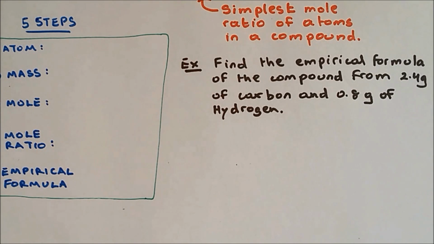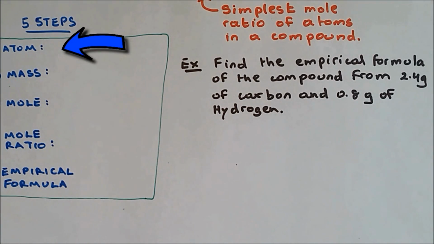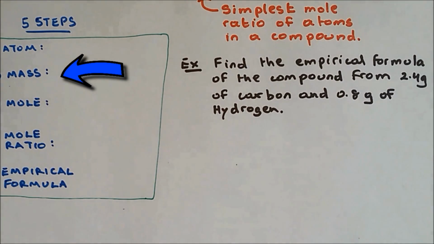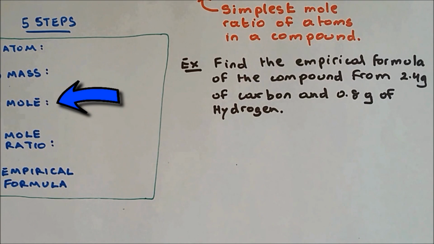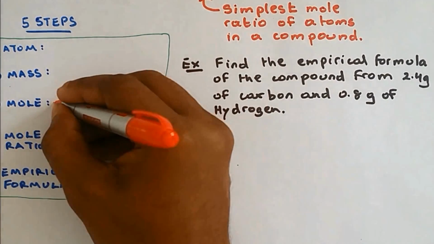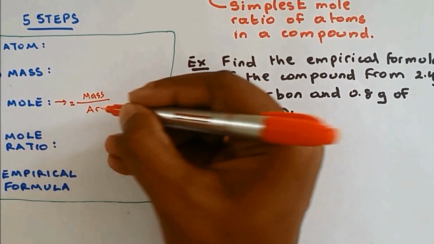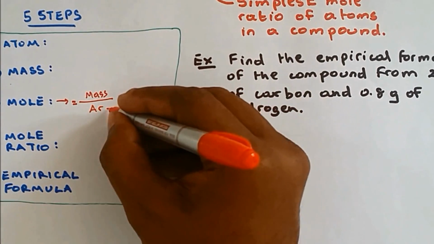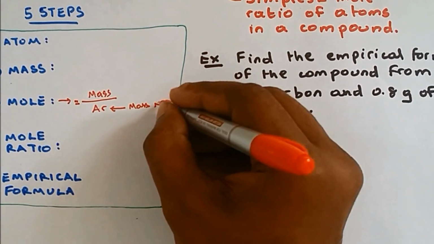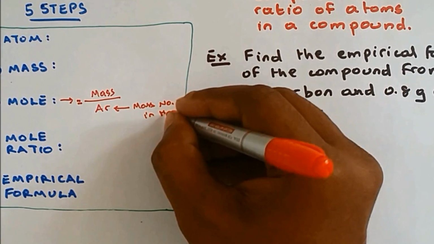Alright, so what are the 5 steps? The first thing that you have to do is write the atom, which means the atoms involved in the empirical formula. The second thing, you have to write the mass, and such number will be found in the calculations. And the third step is to write the mole. Okay, how would you work out the mole? Mole is mass over AR, and AR is the mass number in the periodic table.